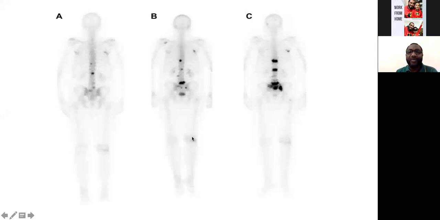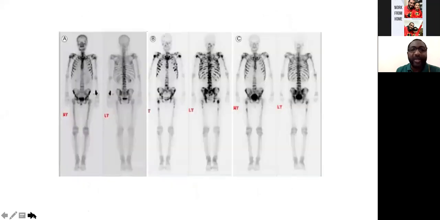So flare phenomenon is one of the things that you can see, but one important thing is to follow up these patients for up to 6 months. And after 6 months, you will usually see that there is resolution of the flare phenomenon. Like I'll show you an example. This patient at the staging scan, 3 months and 6 months.